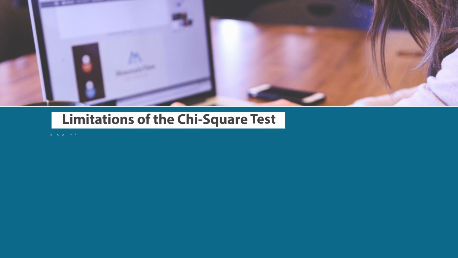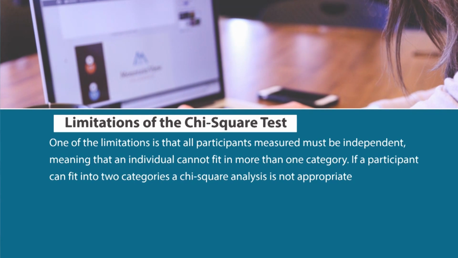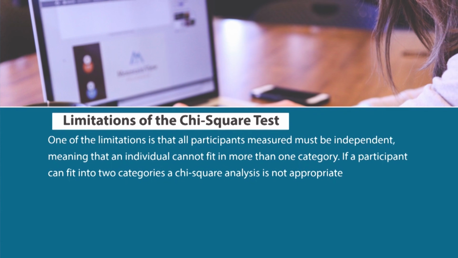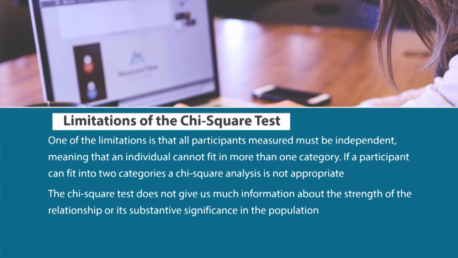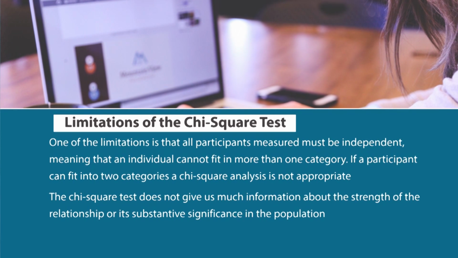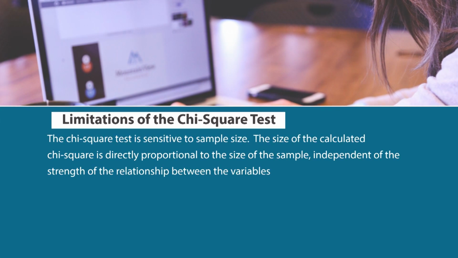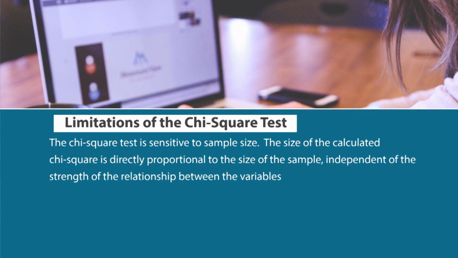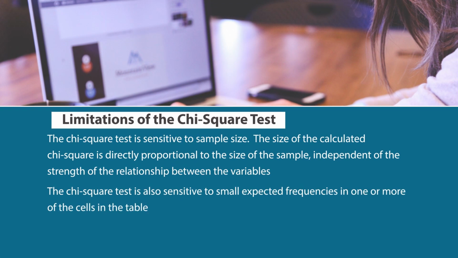So we have talked a lot about all the aspects of the chi-square test. There are certain limitations of the chi-square test. One of the limitations is that all participants measured must be independent, meaning that an individual cannot fit in more than one category. If a participant can fit into two categories, a chi-square analysis is not appropriate. The chi-square test does not give us much information about the strength of the relationship or its substantive significance in the population. The chi-square test is sensitive to sample size. The size of the calculated chi-square is directly proportional to the size of the sample, independent of the strength of the relationship between the variables. The chi-square test is also sensitive to small expected frequencies in one or more of the cells in the table.